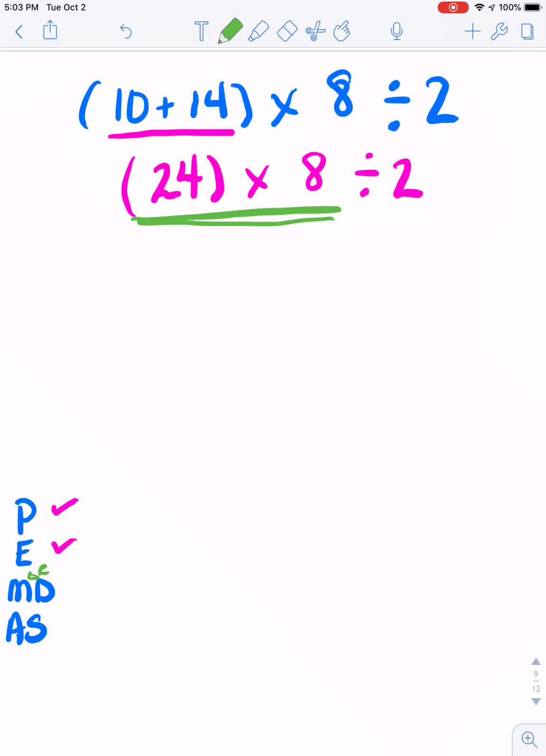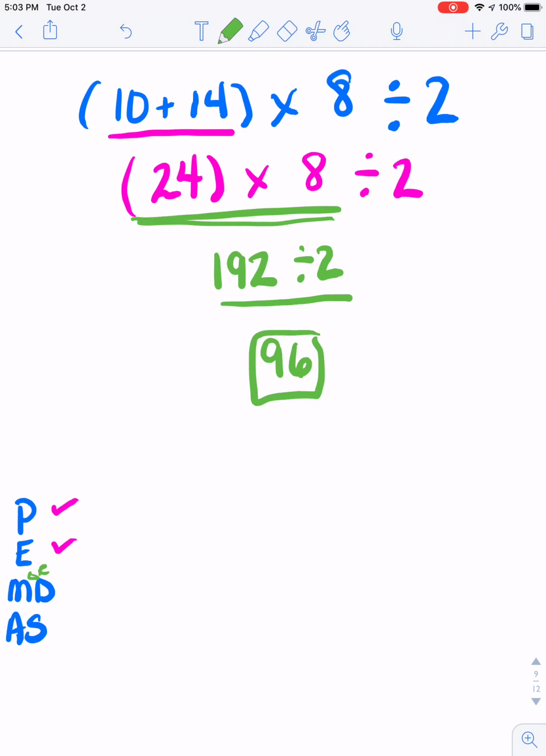So 24 times 8, it's going to be 192. Then I'm going to bring down the divided by 2. And if I take this, that's my division problem, divide it by 2, I end up with 96. So as you're going through to solve some of these, that's going to have to be something that you're going to watch so you can solve correctly.